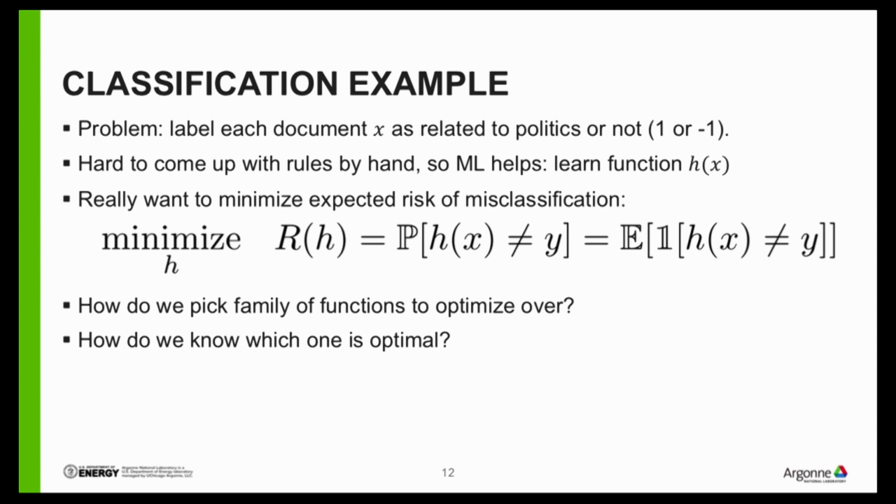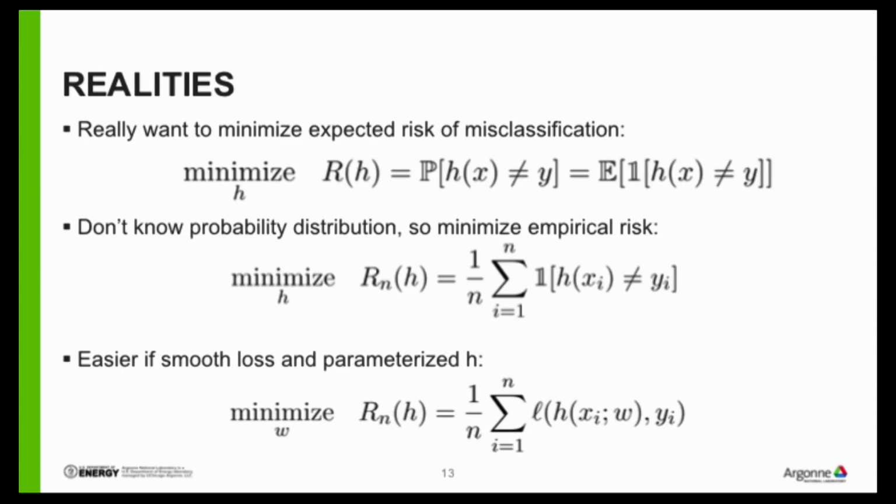And we'll go into why we can't exactly do that. But some common issues are, how do we pick this family of functions h, because we can't really optimize over all possible functions? And how do we know which function h is optimal? Okay, so I mentioned really we would want to minimize the expected risk of misclassification over all possible data, but we don't know the probability distribution of all possible documents. So really, we minimize the empirical risk, so the error summed over the data we actually have.